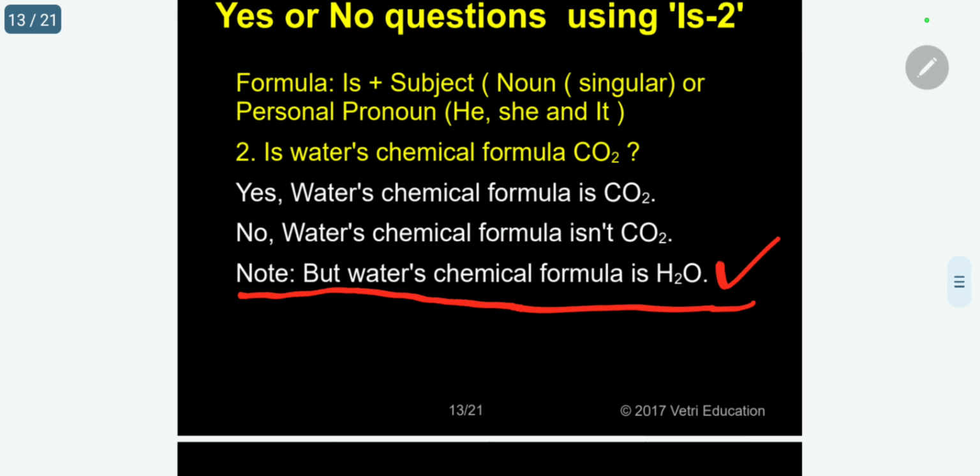So, now the question is, is water's chemical formula carbon dioxide? No, this is the correct one, because that is the formula for carbon dioxide. CO2 for carbon dioxide. Kindly follow.